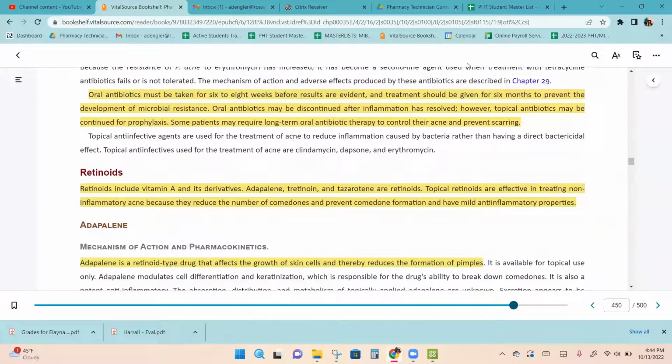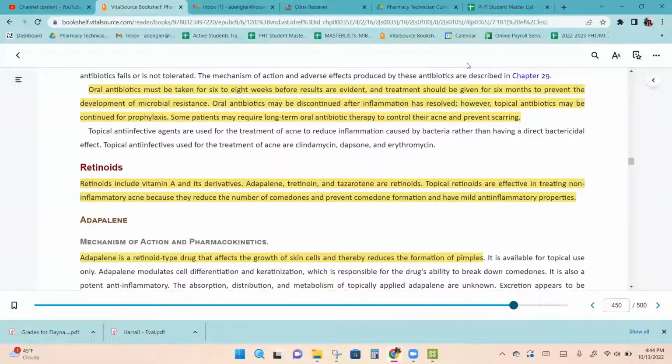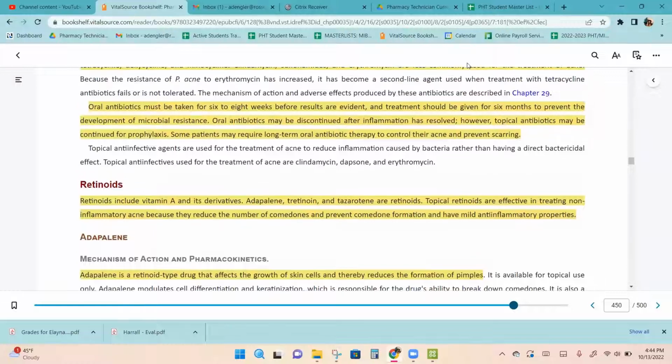Oral antibiotics must be taken for 6 to 8 weeks before results are evident, and treatment should be given for 6 months to prevent the development of microbial resistance. Oral antibiotics may be discontinued after inflammation has resolved. However, topical antibiotics may be continued for prophylaxis. Some patients may require long-term oral antibiotic therapy to control their acne and prevent scarring.